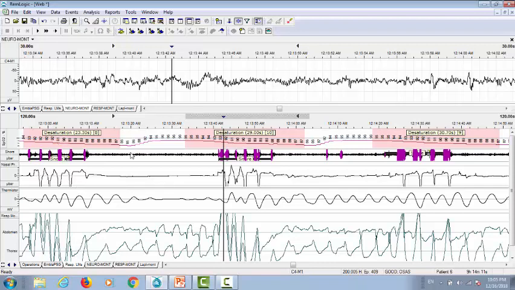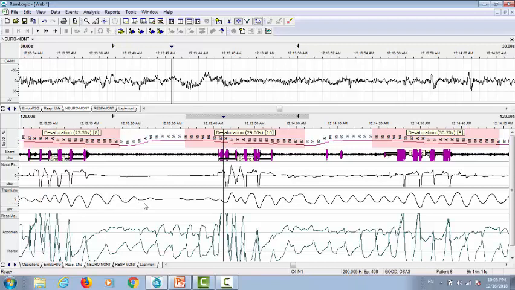We have SpO2, snore, nasal pressure, thermistor, and thoracoabdominal effort. And the black bar is used to synchronize the time when you display 2 different worksheet templates on 2 different time bases. Based on the recommended workflow for analyzing respiratory events, first we look at the thermal channel.